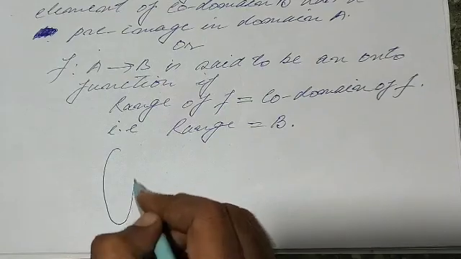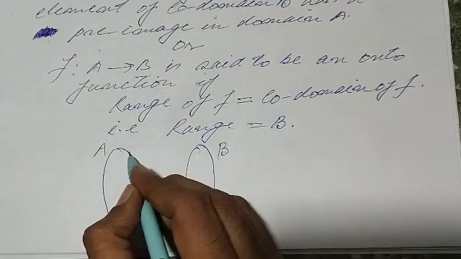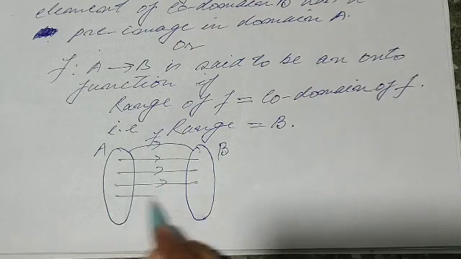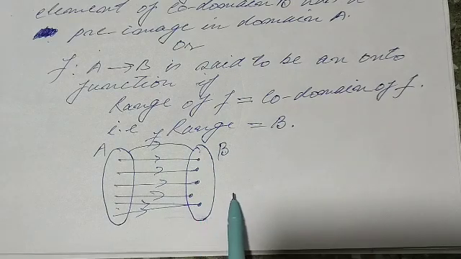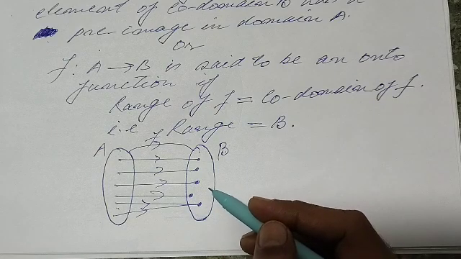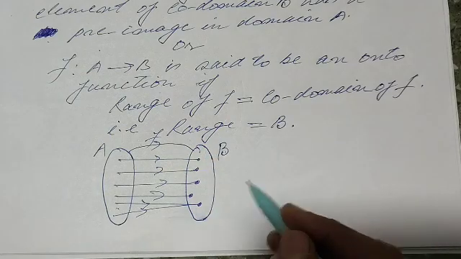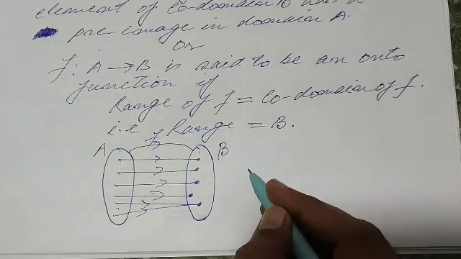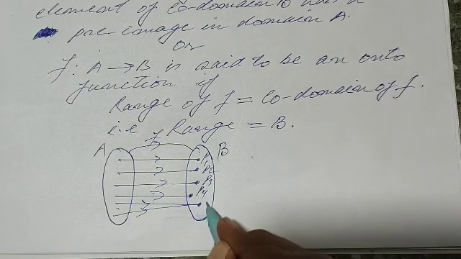For example, this is domain A and this is codomain B of a function F. And each and every element of codomain has a pre-image in A. That means there is no element in B which doesn't have a pre-image in A. So obviously, each and every element of B will be included in the range, and range will be exactly equal to the codomain. Suppose these are 5 points P1, P2, P3, P4, P5.